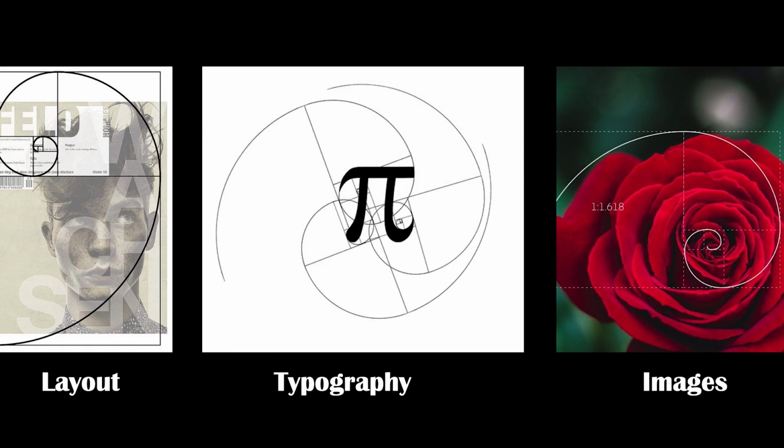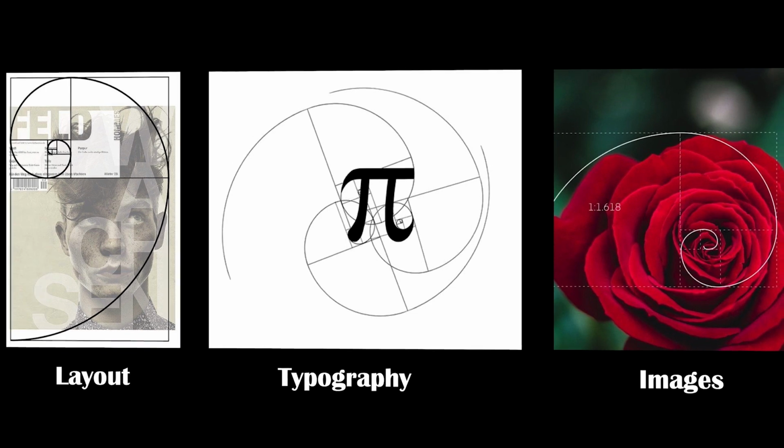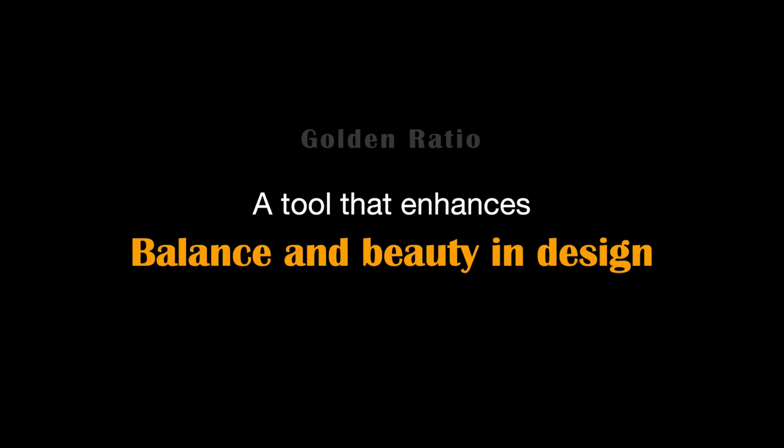Designers use the golden ratio to create visually pleasing compositions by applying its harmonious proportions to elements such as layout, typography, and images. It's a tool that enhances balance and beauty in design, making it an essential concept in any designer's toolkit.